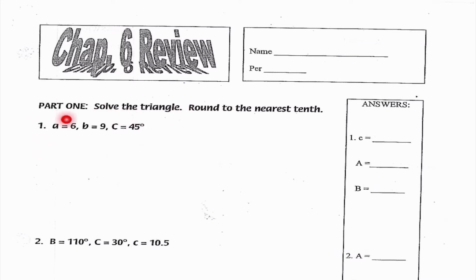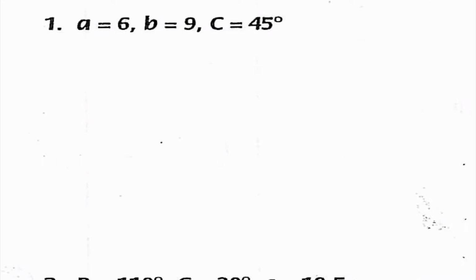And first of all, it asks us to round to the nearest tenth, so I know that that's 1 decimal place. And these problems, I'm going to have to use a combination of law of sines and law of cosines, depending on what information is given to us. So if we look at number 1 here, they give us side A, side B, and angle C. So I know I need to find angle A, angle B, and side C. Based on the information given to us right now, I can only use law of cosines. I do not have enough information to use law of sines at the moment.